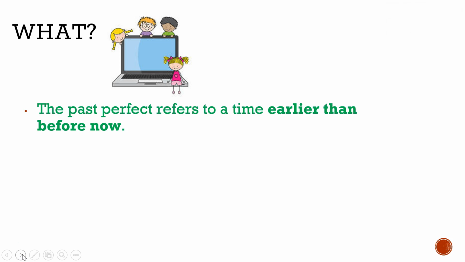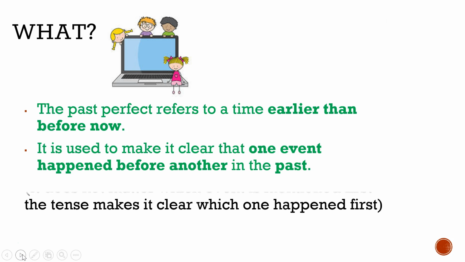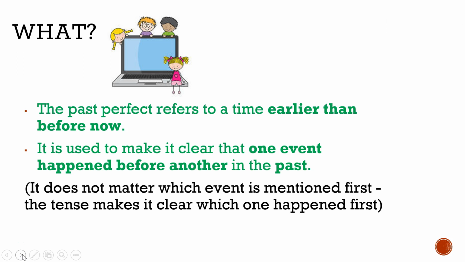The past perfect tense refers to a time earlier than before now. It is used to make clear that one event happened before another in the past. Now, it is important to note that it does not matter which event is mentioned first. What's important is that the past perfect tense makes it clear which one happened first. So the event which uses the past perfect tense is the event that happened in the further past. It's the event that happened first.